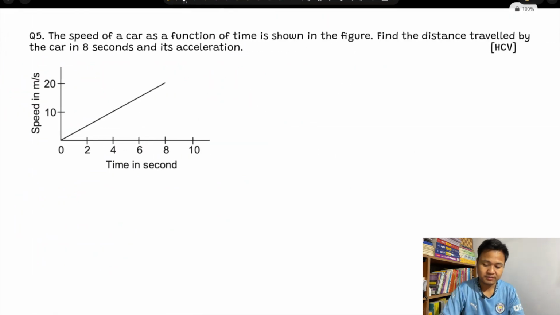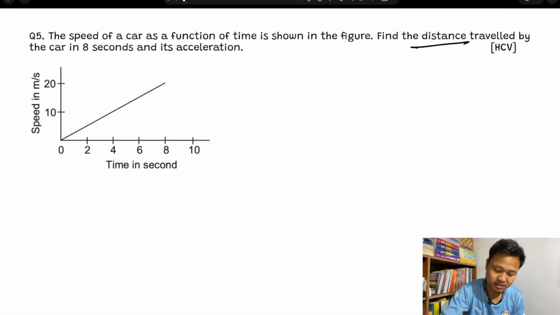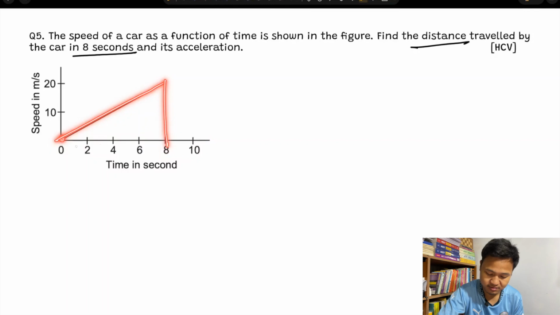Okay, so next question. Another question from HCV. The speed of a car as a function of time is shown in the figure. Find the distance traveled by the car in 8 seconds. It starts from the origin and we need 8 seconds. In this question, the graph is a v versus t graph.